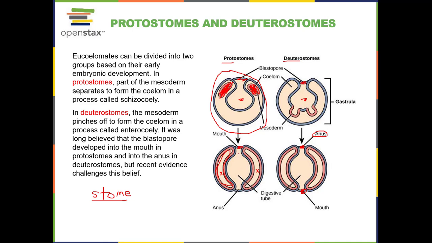Now remember, you have another cavity in the animal that's called the digestive cavity, but we're talking about the coelom. In the deuterostomes, the mesoderm forms directly from the endoderm, and the endoderm is in this inner part of the gastrula embryo, and then the mesoderm branches off, or we say pinches off, of the endoderm.